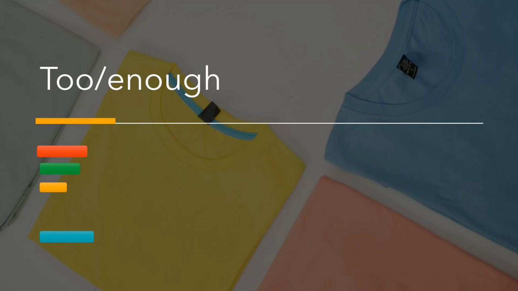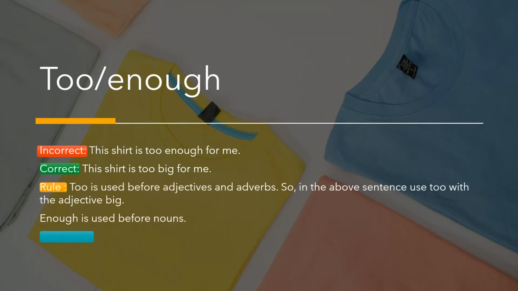Too and enough. This shirt is too enough for me. The shirt is too big for me. Too is used before adjectives and adverbs. So in the above sentence, use too with the adjective big. Enough is used before nouns. Examples, I don't have enough time. The ring was too small.